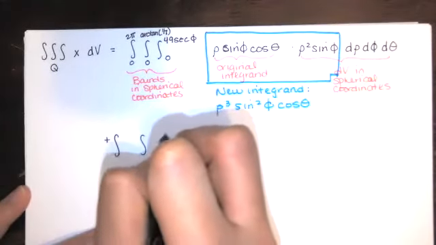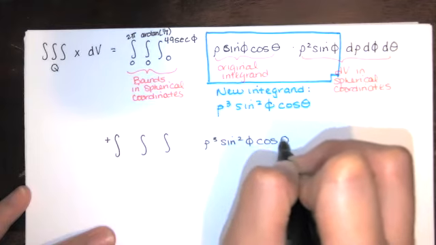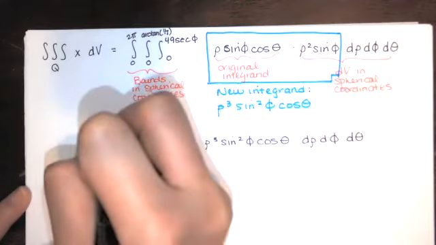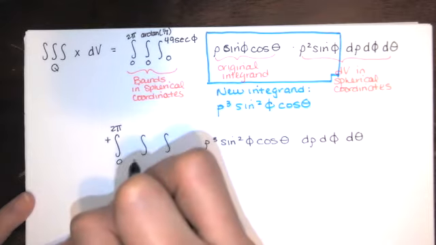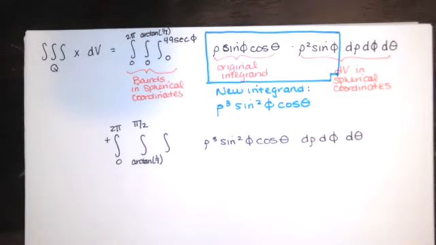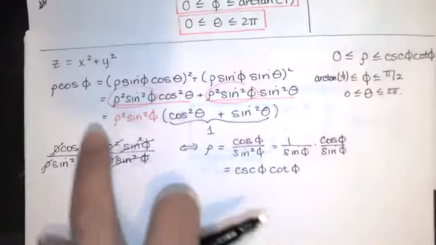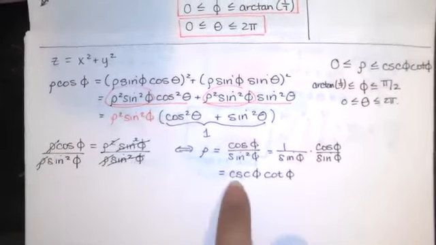The second part, they still want d rho, d phi, d theta. Theta went from 0 to 2 pi. That was easy. Phi went from arctangent of 1/7 to pi over 2 because it was tangent to that xy plane. And rho went from 0 to the spherical equivalent of that elliptic paraboloid equation, which turned out to be rho equals cosecant of phi times cotangent of phi.